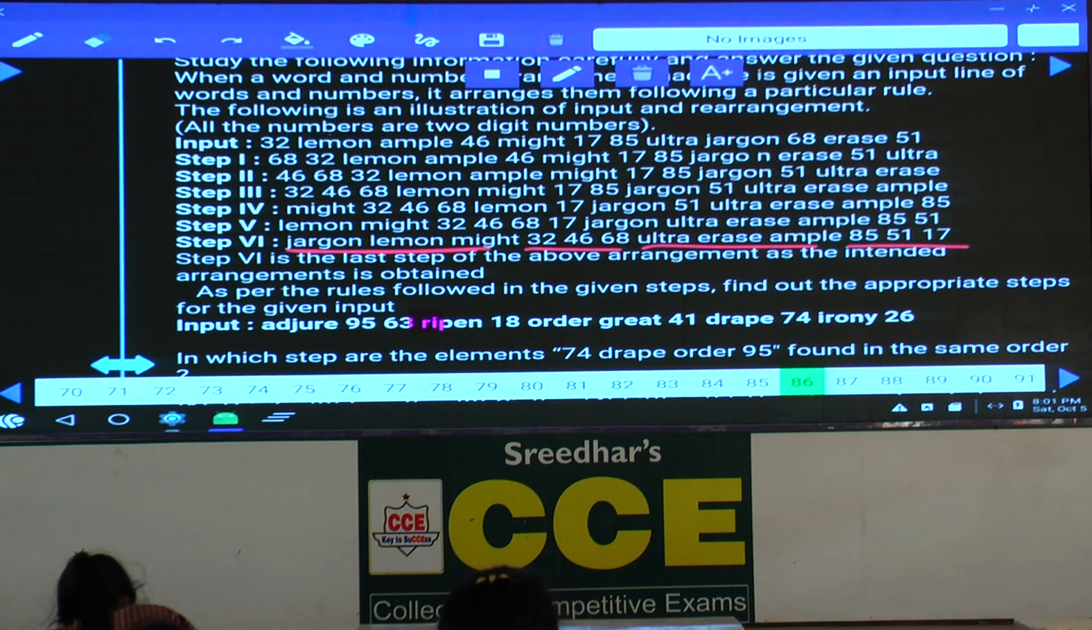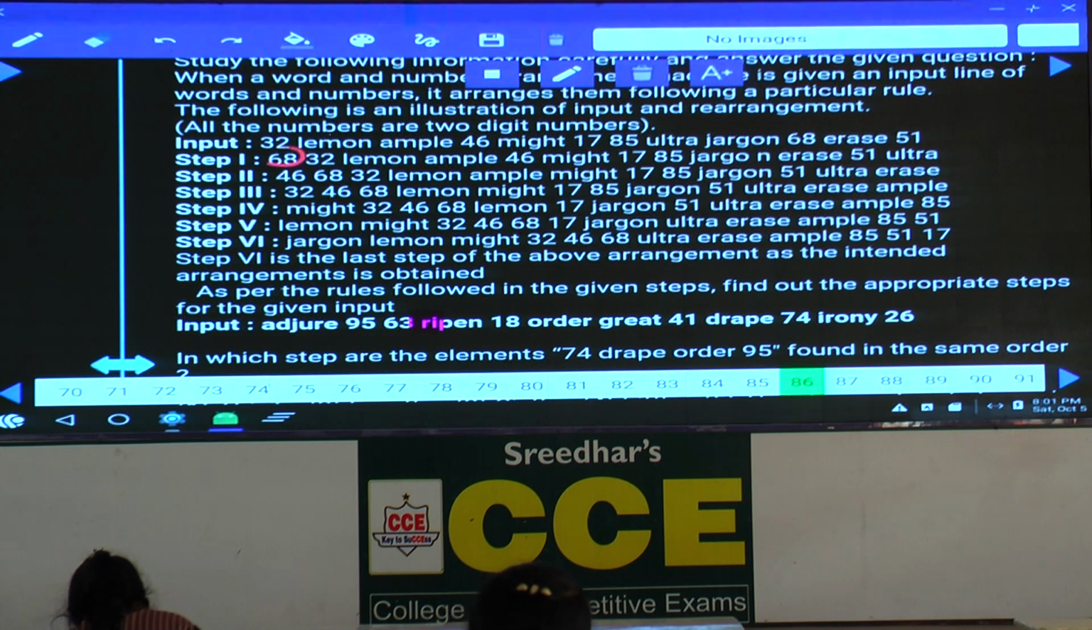First 3 words, consonants, next 3 even numbers, next 3 vowels, next 3 odd numbers. Isn't it? Alternately, we have 3 odd, 3 even and so on. Then check out here how it is following in this one, step 1. Now in step 1, what is the change?